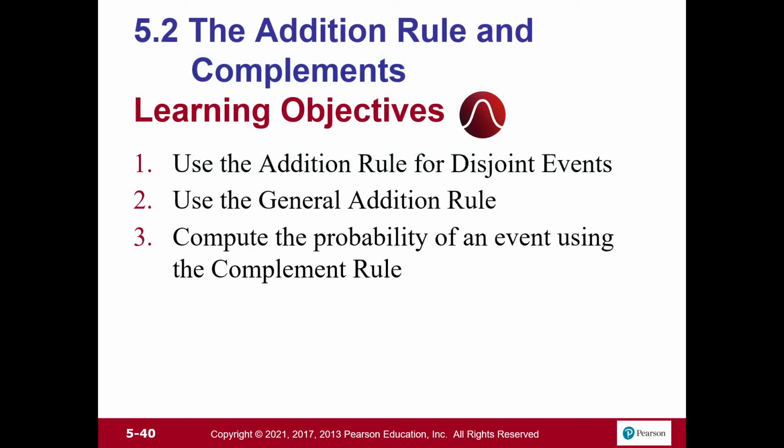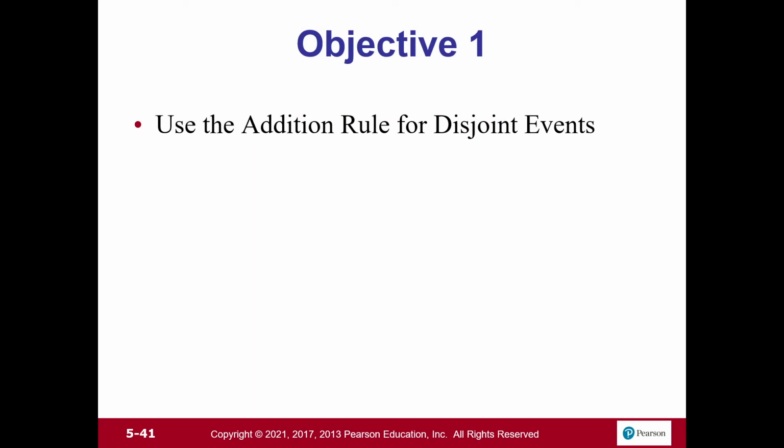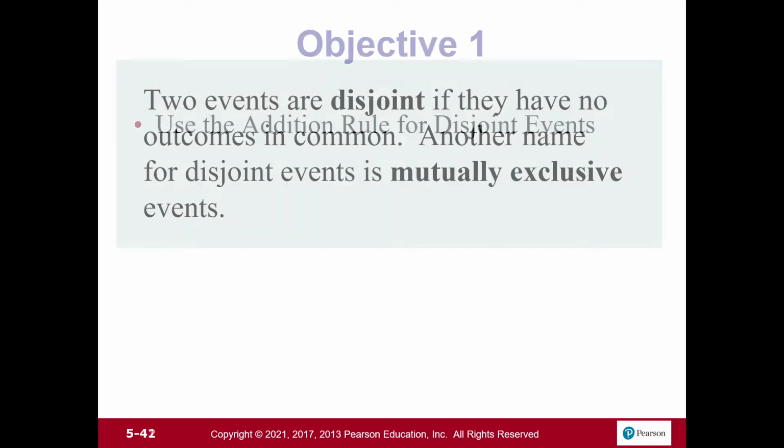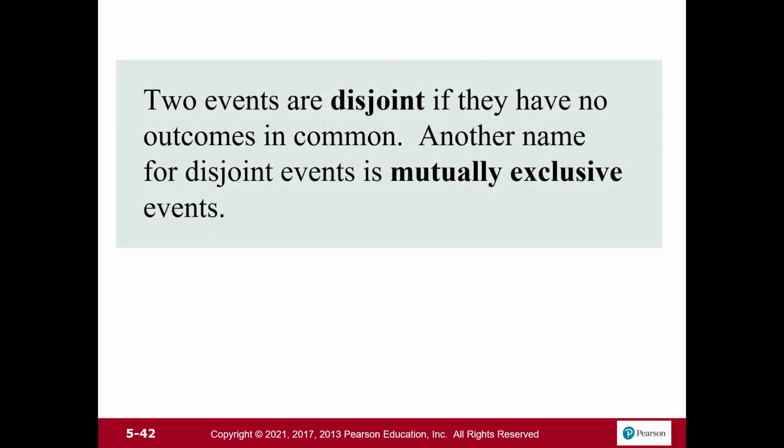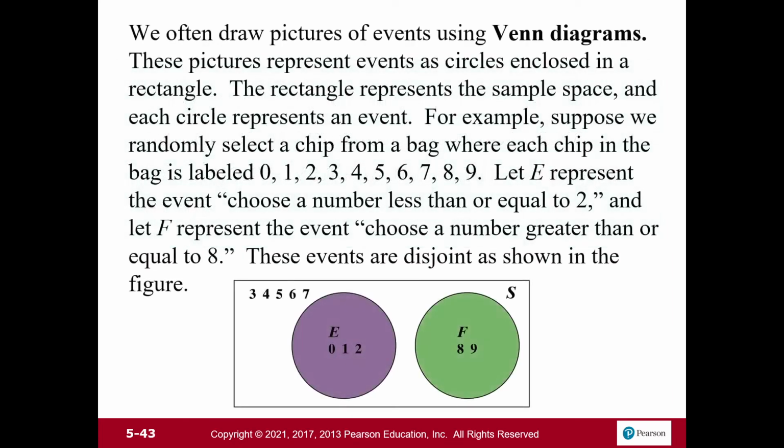So 5.2, the addition rule and complements. So use the addition rule for disjoint events. So two events are disjoint if they have no outcomes in common. Another name for disjoint events is mutually exclusive events. So we often draw pictures and Venn diagrams to represent different events.